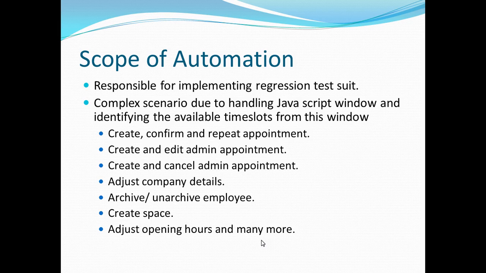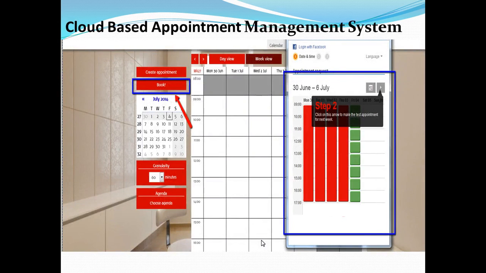To understand and appreciate the complexity, let us go through one of the flows of the application. I'll take the scenario of booking an appointment. This functionality is invoked by clicking on the book button. When we click on the book button, it invokes a new JavaScript window which displays busy and available times using the color code of red and green respectively. Here was our big challenge of handling this window and also identifying the available time slot.